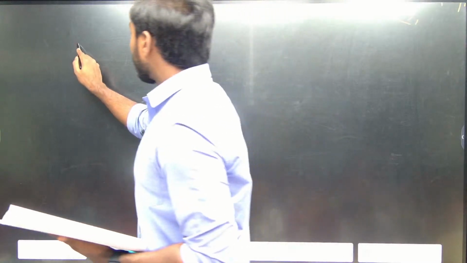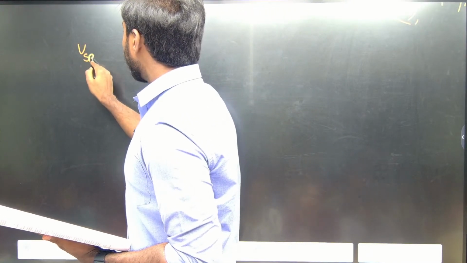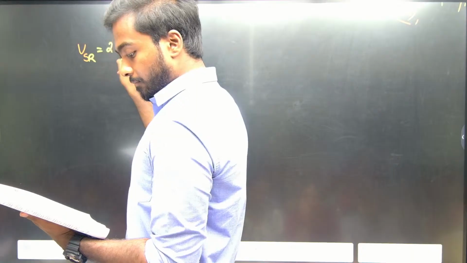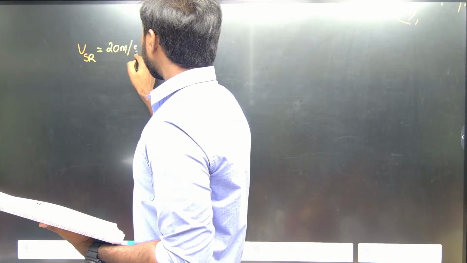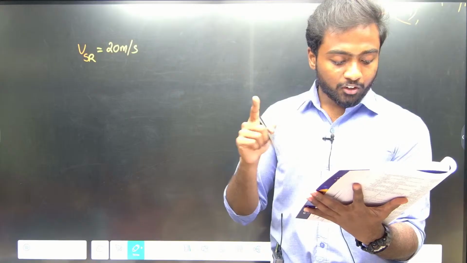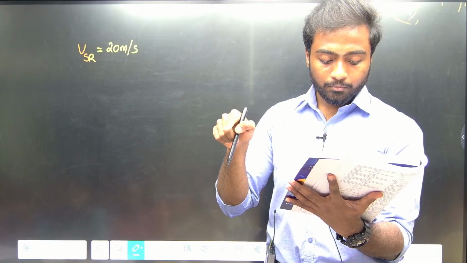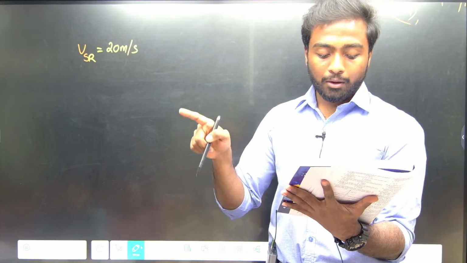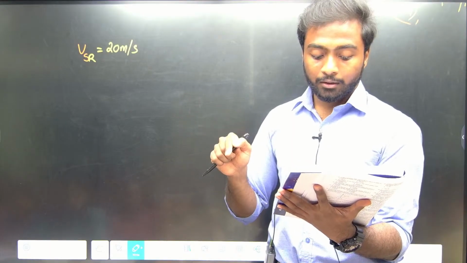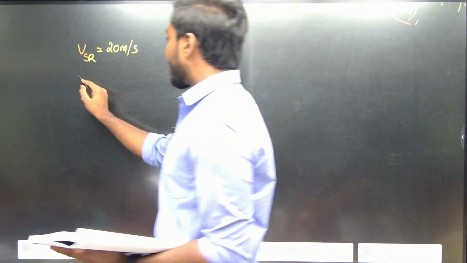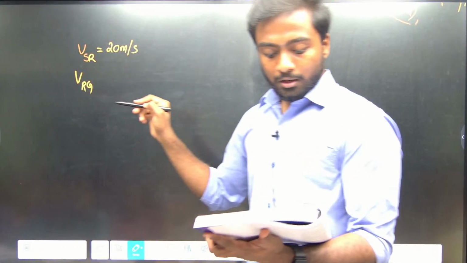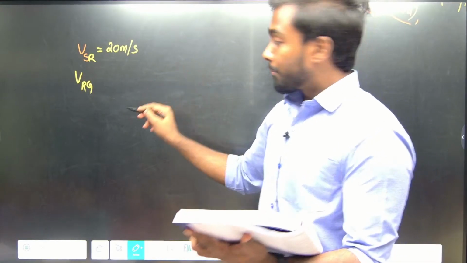Speed of a swimmer in still water is 20 meter per second, which means velocity of the swimmer with respect to river is 20 meter per second. The speed of a river water is 10 meter per second. So obviously can I say that velocity of the river with respect to ground is 10 meter per second?